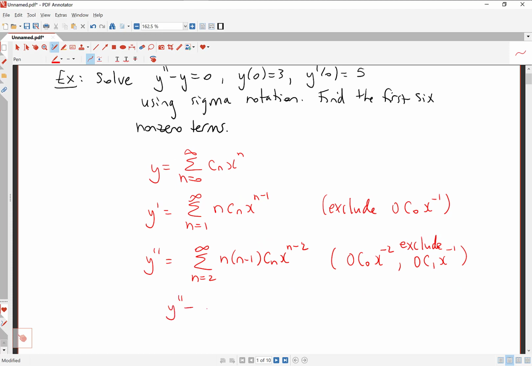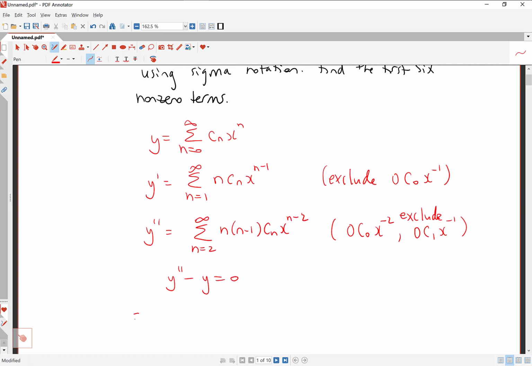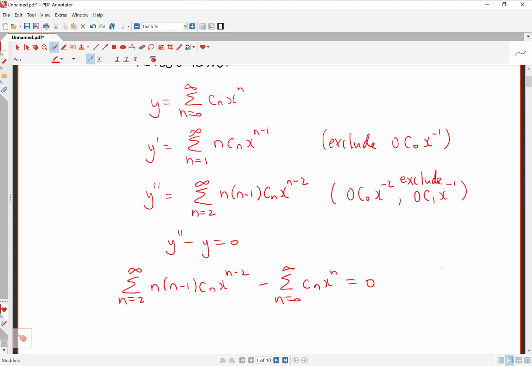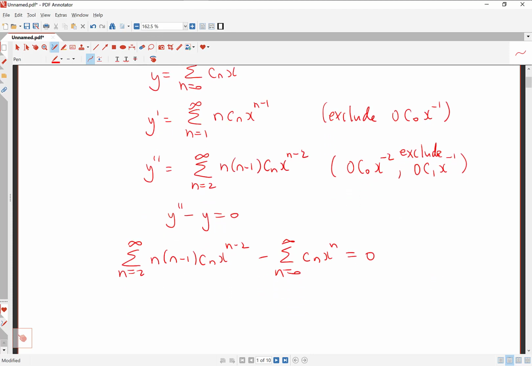Remember that our DE is y double prime minus y equals 0. So we would have the sum from n equals 2 to infinity, n times n minus 1, cn x to the n minus 2, minus sum from n equals 0 to infinity, cn x to the n, and that is equal to 0. Okay, now our goal here is to make it so that both series have the same exponent.